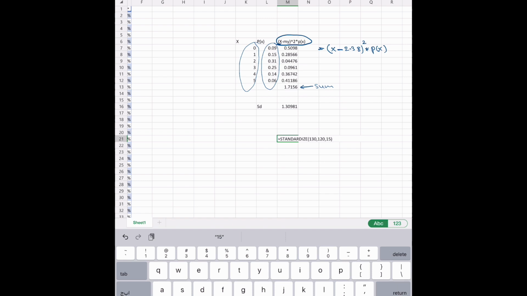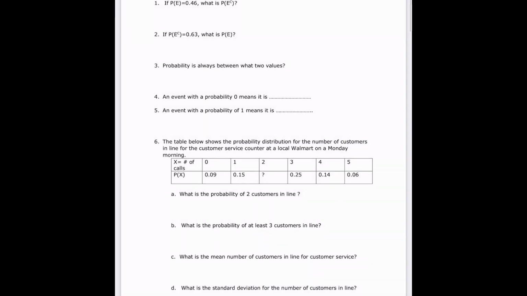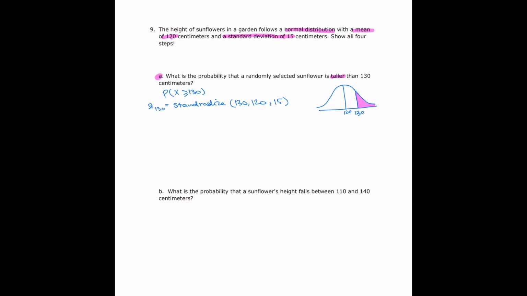Or alternatively, you can just type them there so you can keep using them over and over again instead of typing them each time. So we got 0.667. We're going to round to 4 decimals. So we're going to round all of the z-scores to 4 decimal places. So the z-score of 130 is 0.6667.